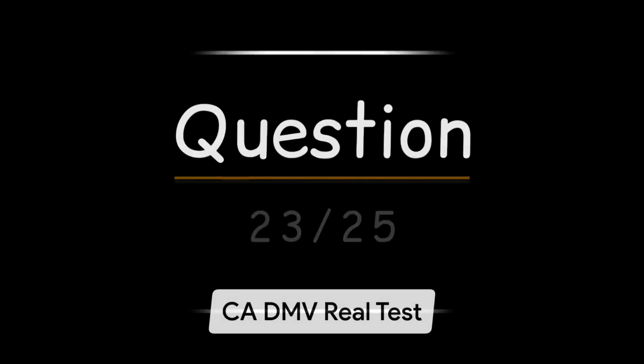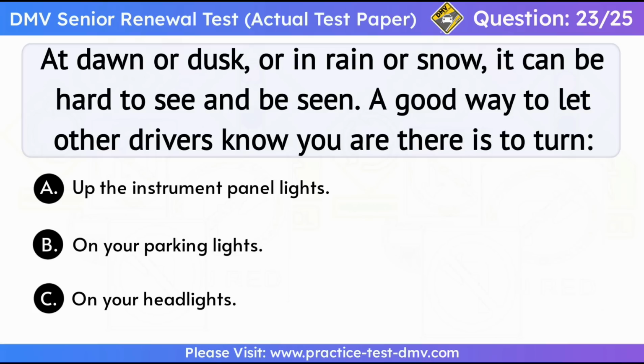Question 23. At dawn or dusk, or in rain or snow, it can be hard to see and be seen. A good way to let other drivers know you are there is to turn A. Up the instrument panel lights. B. On your parking lights. C. On your headlights. Correct answer, C. On your headlights. At dawn or dusk, or in rain or snow, it can be hard to see and be seen. A good way to let other drivers know you are there is to turn on your headlights.